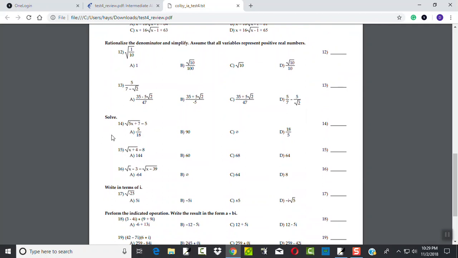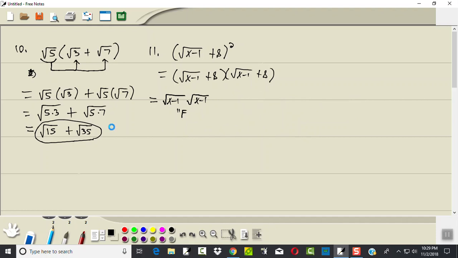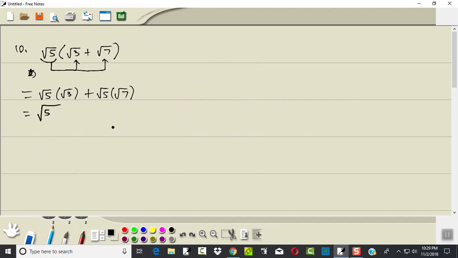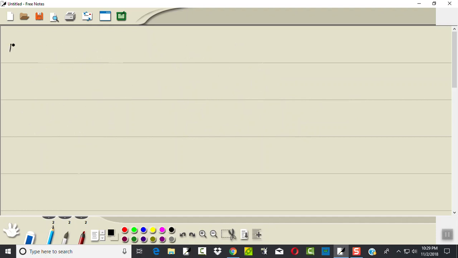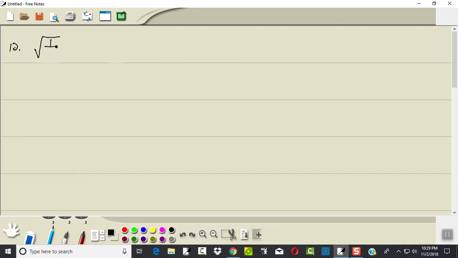Let's take a look at number 12. We got square root of 1/10. Now I said earlier we cannot have a fraction inside of a radical. But we got a property that says you can split it up. You can put a radical around the top, radical around the bottom. So square root of 1/10 becomes square root of 1 over square root of 10. Now square root of 1 gives you 1, so I can go ahead and simplify that.